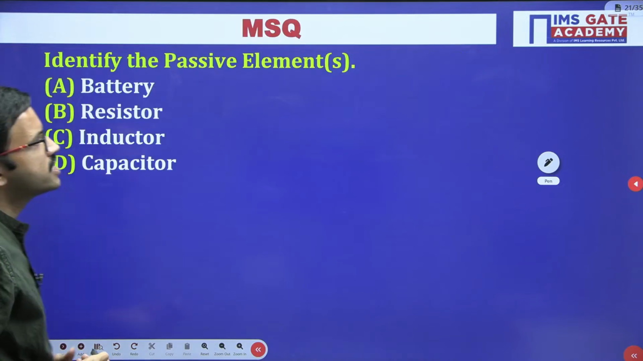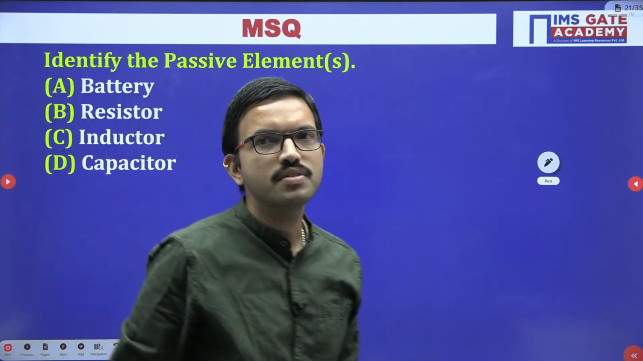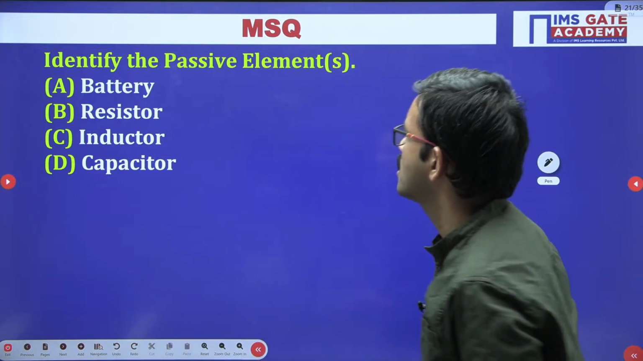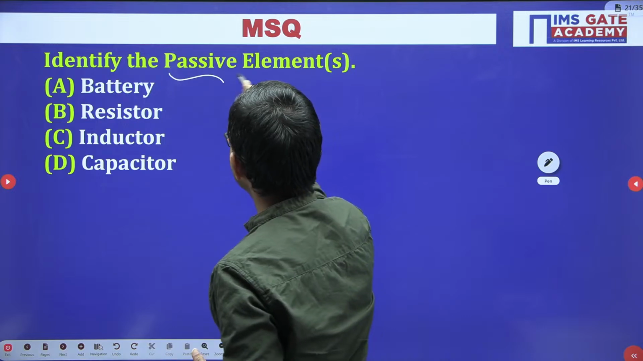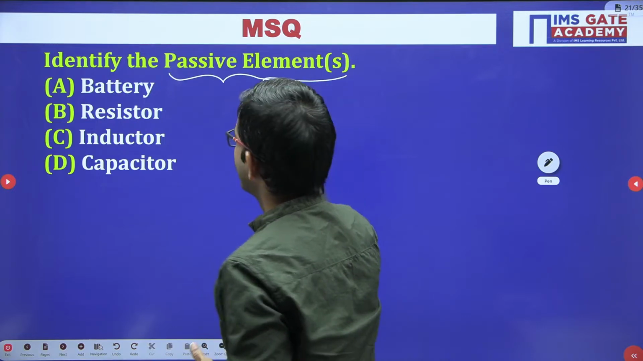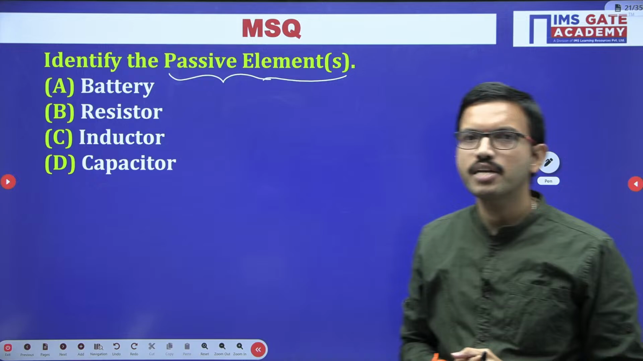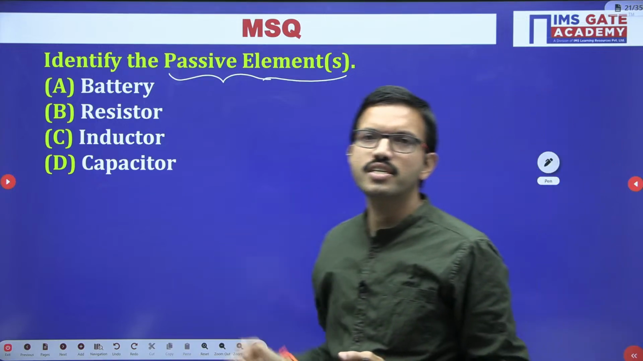Now, all of you just give a try. This is an MSQ question. You have 4 choices. Among these 4 choices, which options are passive elements? Either one option or more than one option can be correct. This is a simple question. I hope all of you can answer.